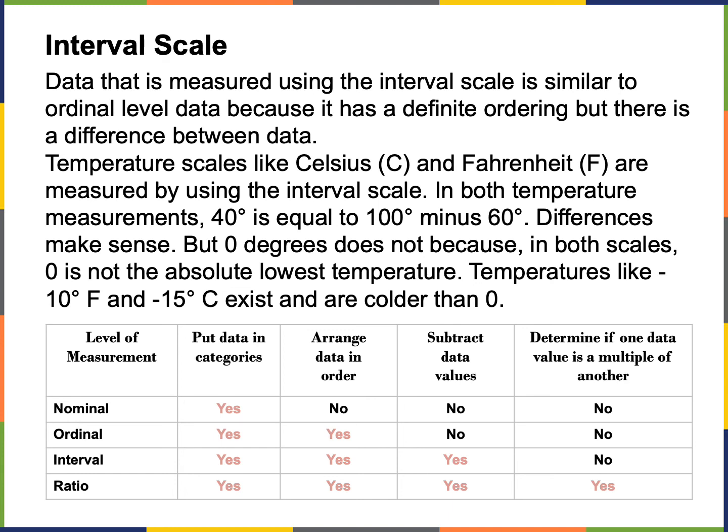The other thing about interval is that it doesn't have an absolute zero. So there's no bottom. Like temperature, there is a 0 degree, but that's not the coldest, right? Negative degree temperatures exist, and they're colder than 0 degrees. So in a sense, it doesn't have a floor. Theoretically, you could keep going colder and colder. So that's a little different.